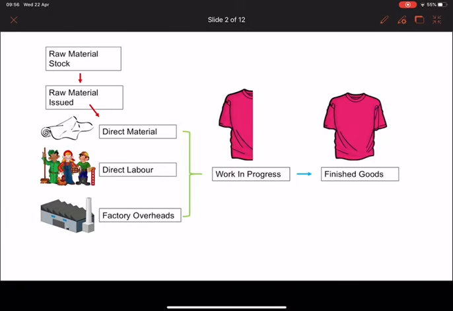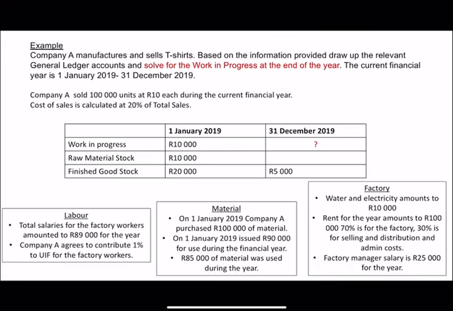So how I'm going to explain this is it's got a lot of parts. I'm going to go through each different aspect, material, labor, overheads, work in progress, and finished goods so that you can see how the general ledgers work. Okay, so I'm going to use this as the example. The information will run throughout the slides.